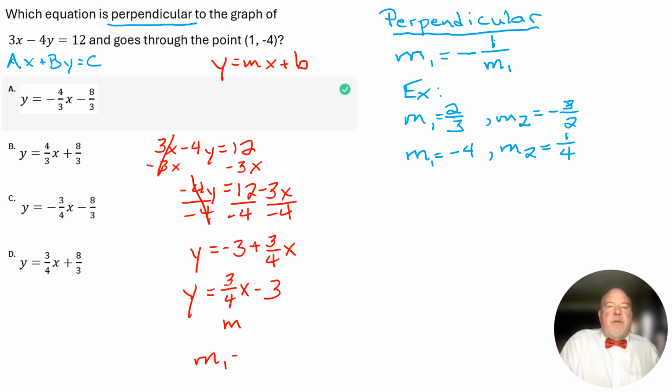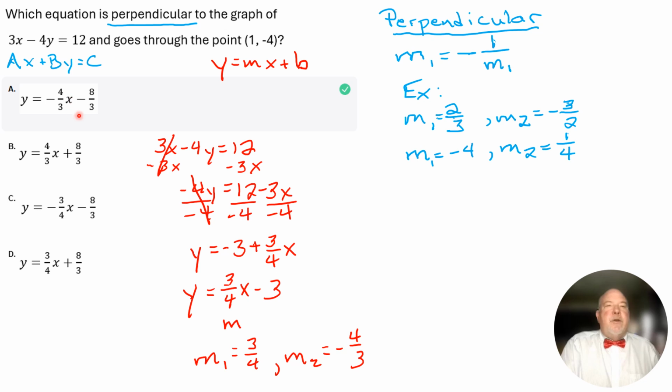So m1 equals 3/4, and the slope of a perpendicular line, I'll call that m2, is going to be negative 4/3. So now I know the slope of the new line. Let's go take a peek at our answers here. So here's the slope, and if I look at these slopes, there's only one that has this slope. So really I know that's the answer. The answer is A, because I know the slope is negative 4/3.